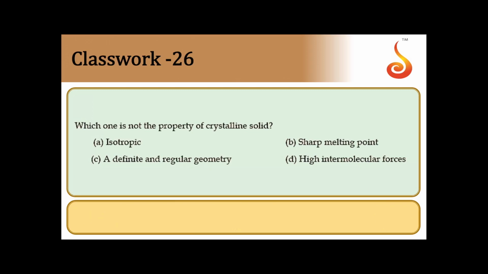Then 26th one. Which one is not the property of a crystalline solid? Isotropic is a property of an amorphous solid, not a crystalline solid. Remaining all are properties of crystalline solids: sharp melting point, high intermolecular forces, definite geometry. So the answer is option A. A is the answer for the 26th question.